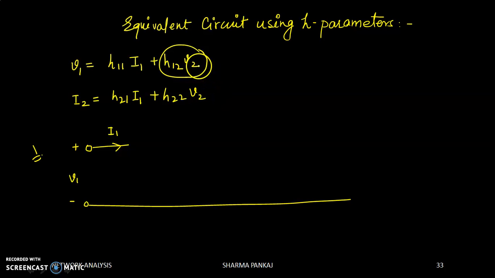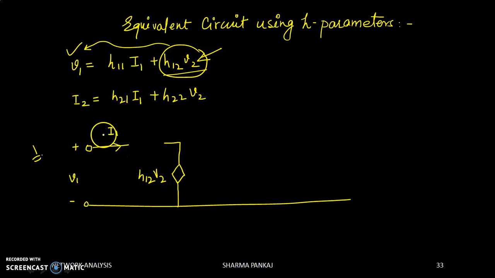Okay, so what we are going to have, this is your voltage dependent voltage source. The entire H12 V2 is your voltage dependent voltage source. So how is it drawn? It will be drawn like this: voltage dependent. So it is H12 V2, H12 V2.